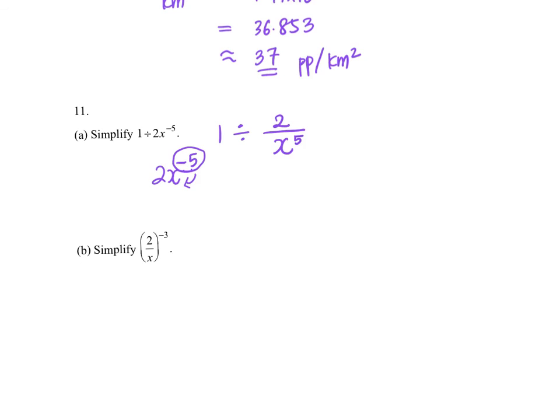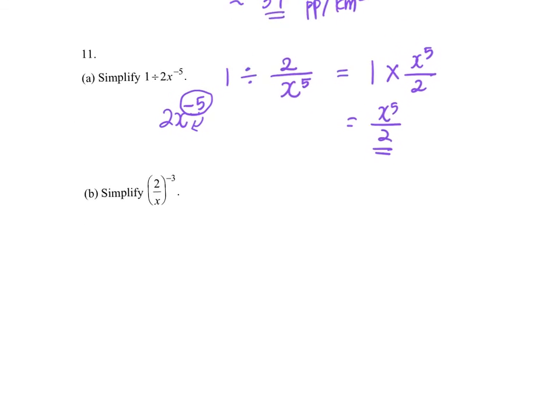The sign? The divide sign stays the same, haven't changed yet. The next step then we change. Now we change the division to multiplication. I get x to the power of 5 divided by 2. Simplify. Answer.